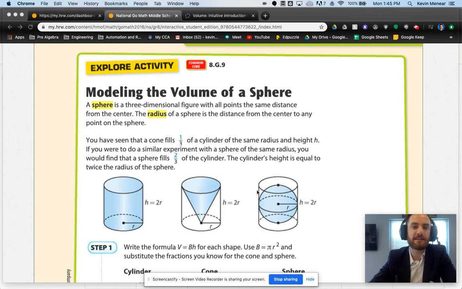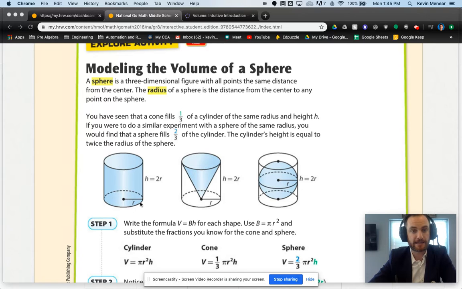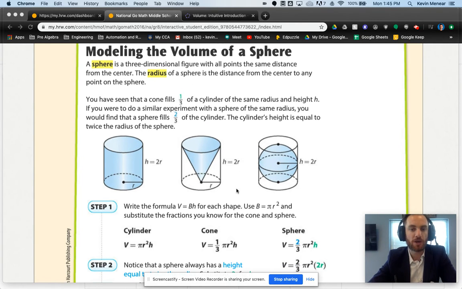Now, interestingly, this first page here goes through just something kind of cool. If you have a radius and a height, where the height is double the radius, well, for a cone, the radius will be r and the height will be double the radius, 2r. So, for instance, if the radius is 3, then the height would be 6. Well, we know that the volume of a cone is 1/3 the volume of a cylinder.